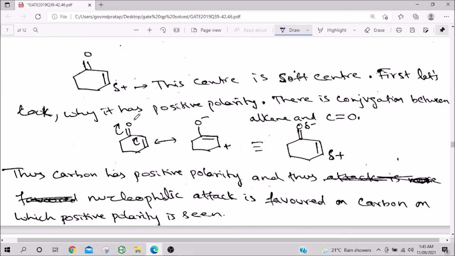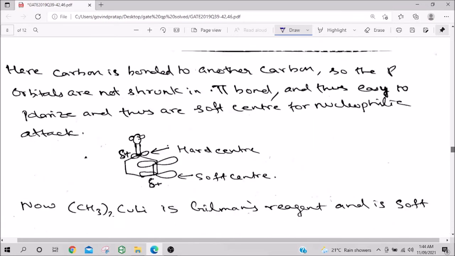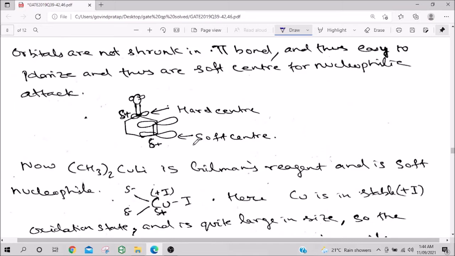So basically most of the positive charge is on this carbon because it is directly attached to oxygen. But here also a certain positive charge is there, because this comes here and this goes up, and you get a negative charge here and a positive charge here. So a certain amount of positive polarity is on this carbon also, and therefore nucleophilic attack happens here if you are having a soft center.